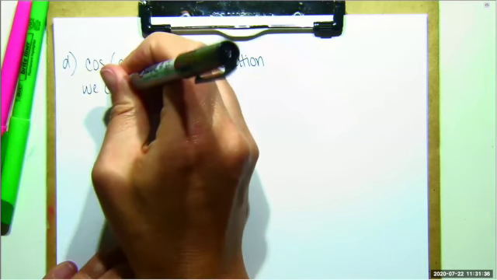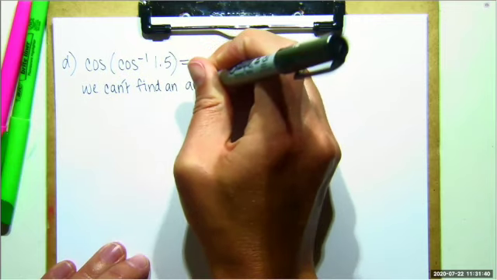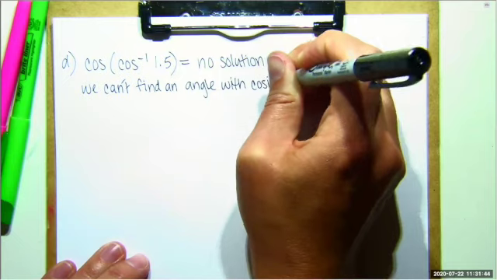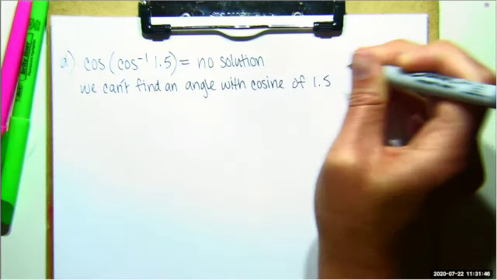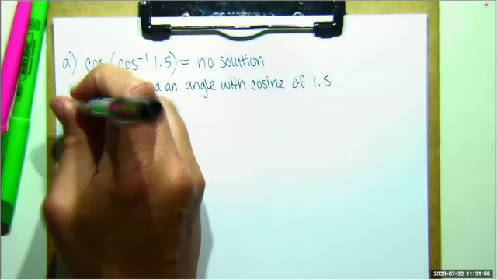We can't find an angle with cosine of 1.5, okay? So when it's mathematically impossible, we're gonna have no solution. Let's look at a couple more examples and see where we might find some other outcomes.